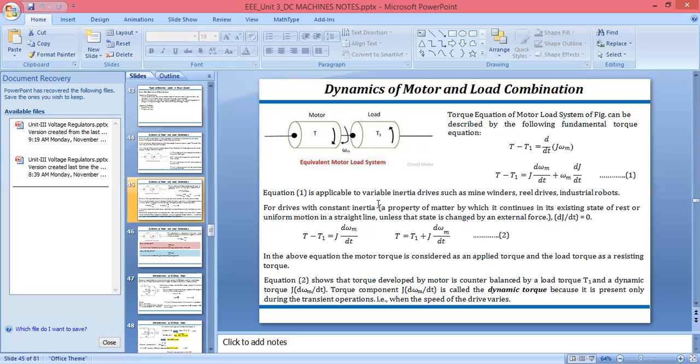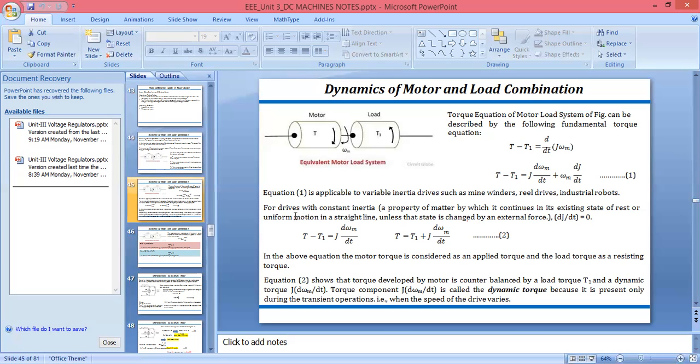So equation 1 is applicable to inertia such as mine winder, rail driver, industrial robots. For drivers with constant inertia, if you are calculating the torque, you will get tau minus tau 1 equal to J d omega m by dt, because we are taking dJ by dt equal to 0. We are taking that value as a constant term, as 0. If you rearrange this equation, you will get tau equal to tau 1 plus J d omega m by dt. If you take tau 1 to this side, it becomes addition.